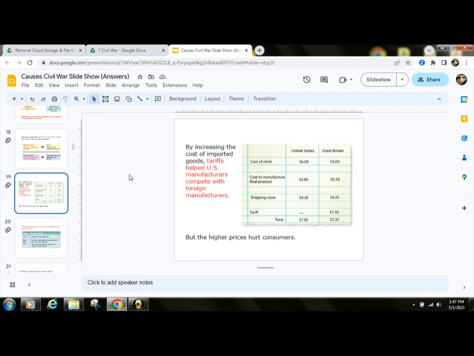I've showed you this in class before. This is a review, but if you look at the chart here, this can help you understand why a tariff would be successful. Ultimately, between the United States and Great Britain, you could see that in the U.S., it costs more to produce cloth. It costs more to manufacture it, slightly less to ship it because you're domestic. However, when you add a $1.50 tariff for Great Britain, you could see that the overall price of the product in the United States would be cheaper. So again, this would be the benefit of a tariff.